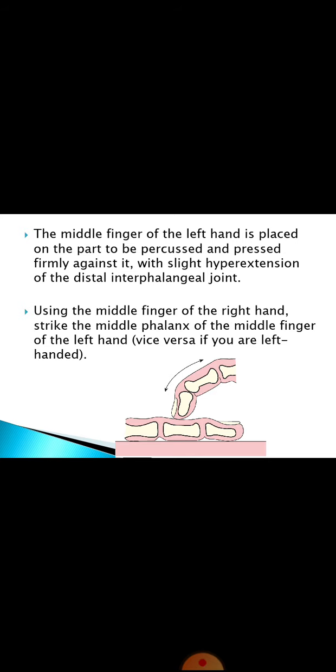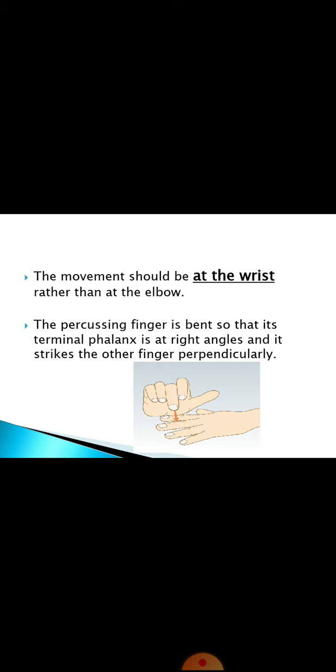The middle finger of the left hand is placed over the abdomen, or over the part of the abdomen that needs to be percussed, and pressed firmly against it with slight hyperextension of the distal interphalangeal joint. Using the middle finger of the right hand, strike over the middle phalanx of the middle finger of the left hand, and vice versa if you are left-handed.